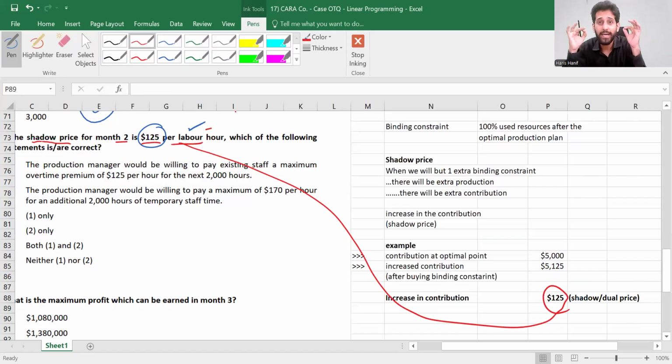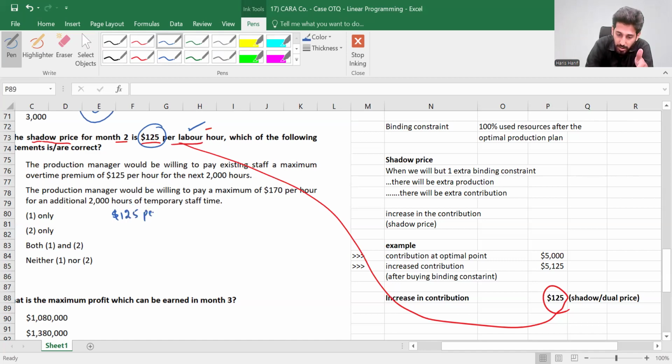So what does it mean? It means that when I acquire one extra hour, not the normal available hours, I will be earning 125 extra, right? So the point to be noted is that when I will be earning 125 extra, that means I can easily pay. This is the maximum amount which can be paid to acquire one binding constraint. So what does it mean?